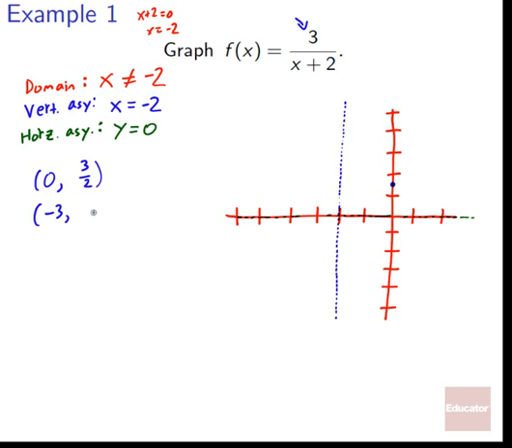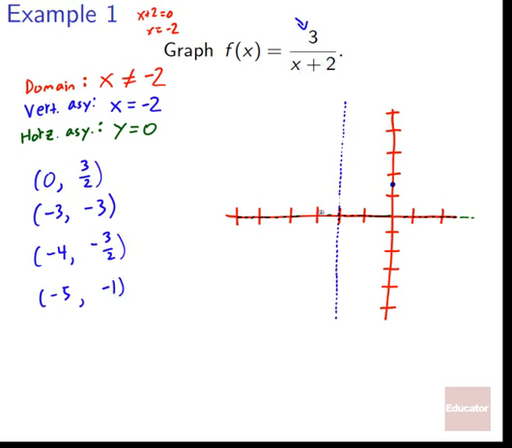We plug in -3, we get 3 divided by -3 plus 2, so -1. 3 over -1 gets us -3. Let's try -4 as well. We plug in -4, 3 over -4 plus 2, -2, so 3 over -2, or -3/2. We plug in -5, and we'll get 3 over -5 plus 2, so -3, so we'll get -1.